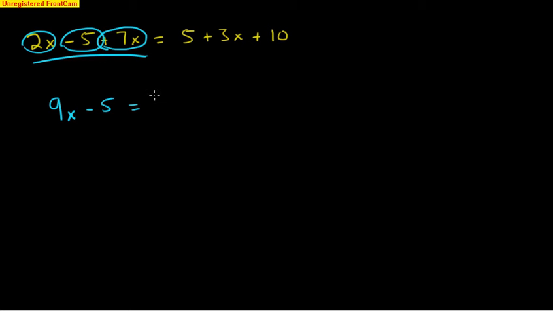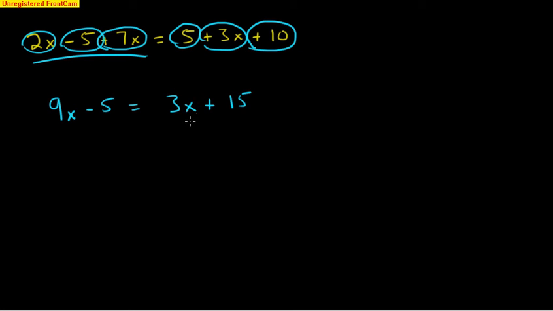5. Over here, is there anything we can simplify? We've got a term, we've got a term, and we've got a term. We can simplify 5 and 10 to be 15. Step 2, bring the x's to one side, or eliminate the x's from one side.